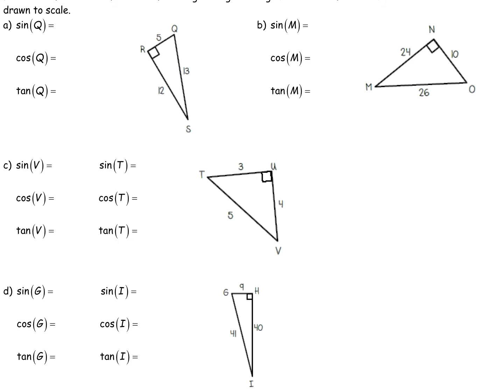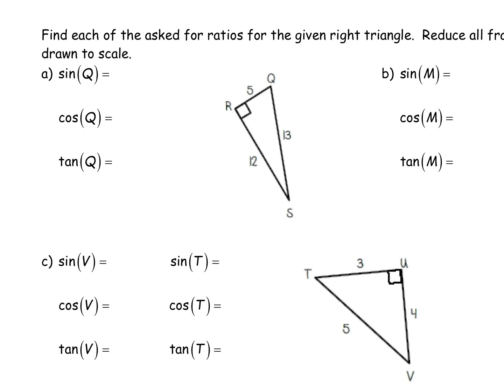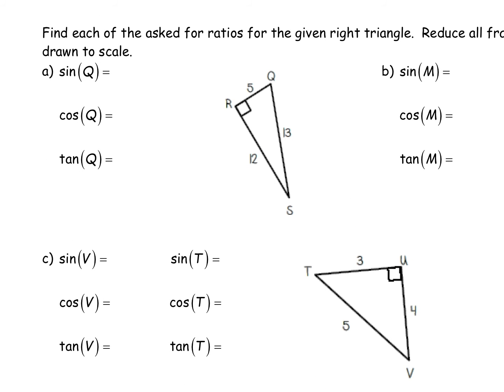Here we go. We're finding reference angle Q. So sine of Q is 12/13. Cosine of Q is 5/13. And tangent is opposite over adjacent, 12/5. Beautiful.